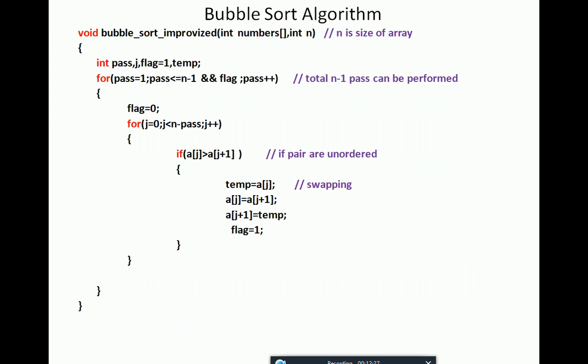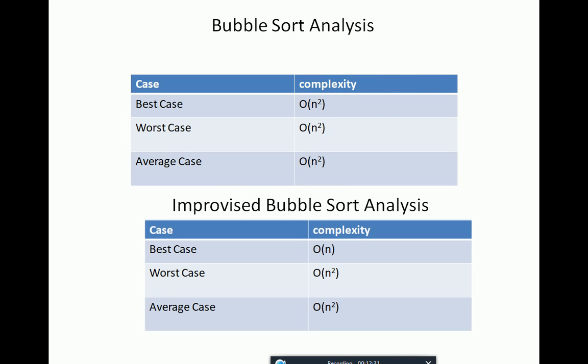What exactly is the impact on the complexity? If it is a normal bubble sort, it always gives us a complexity of order of n square in all three cases. But if we are talking about the improvised bubble sort, in the best case, where the data is already sorted, the complexity is reduced to order of n. But in the rest of the cases, it will remain order of n square.